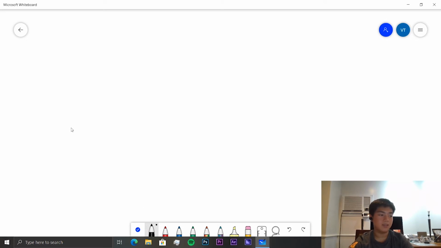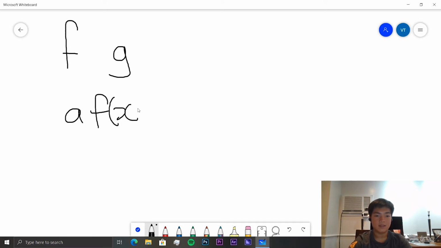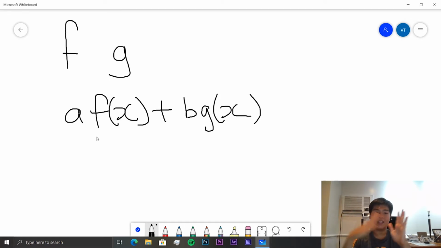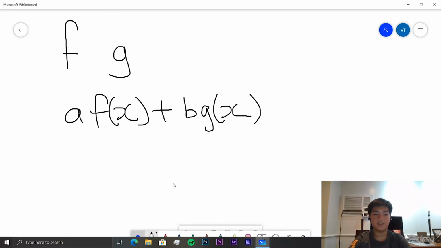So we need to know some other things along with that. First of all, a linear combination of two functions, f and g, is an expression of the form a times f of x plus b times g of x, where a and b are real numbers. So that's just linearly adding the functions together.